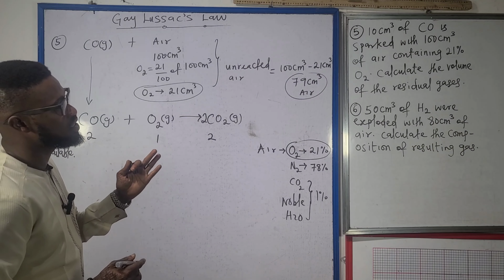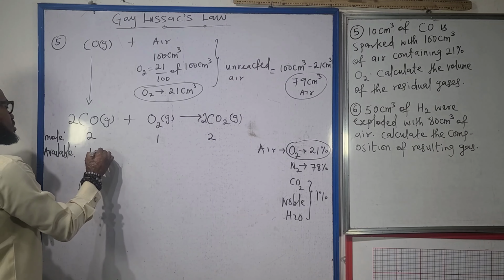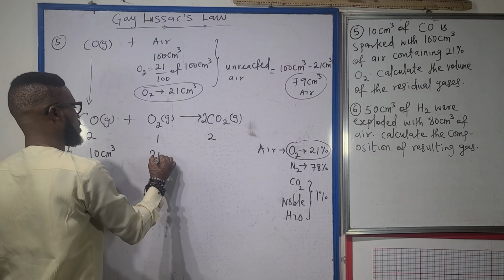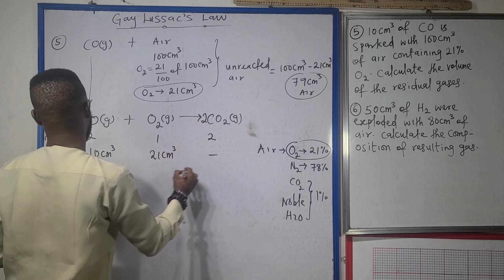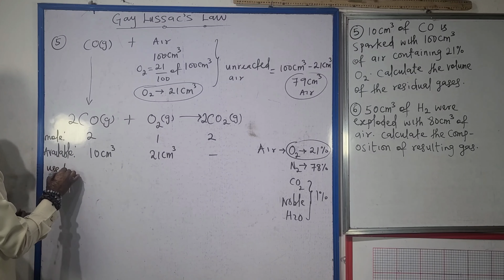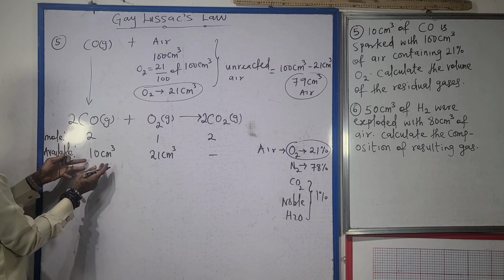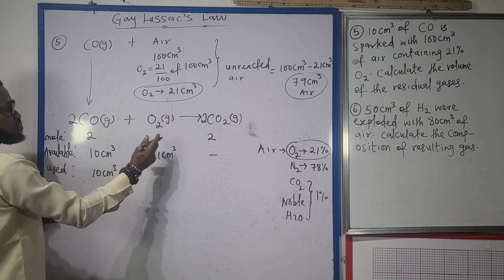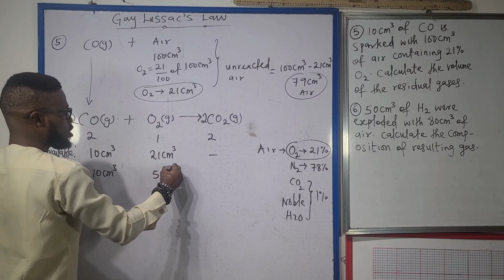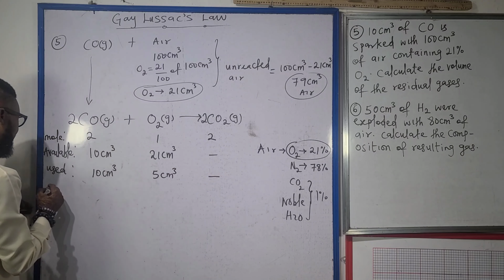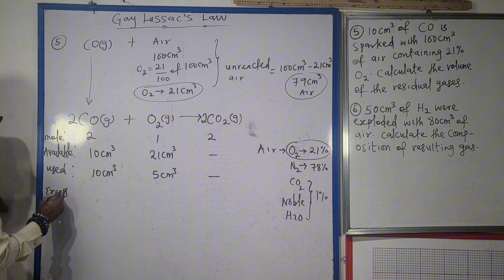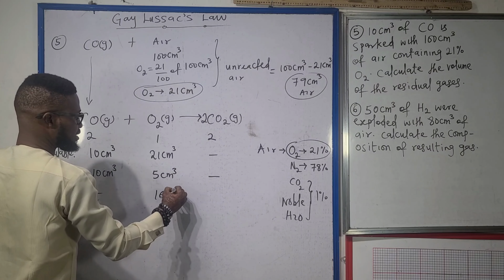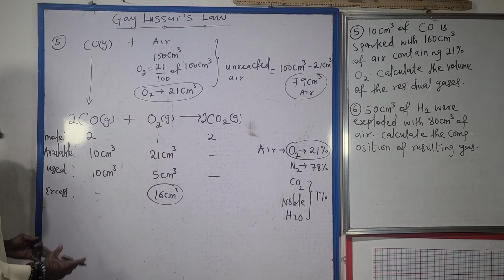What is available here is 10 cm cube of CO, and what is available in terms of oxygen is 21 cm cube. So what was being used here: if 2 moles represent 10 cm cube, and 10 cm cube is being used there, since this is 1 mole, it means only 5 cm cube of the oxygen component will be used, and the SS is going to be nothing here, and 16 cm cube of oxygen will be left unused.